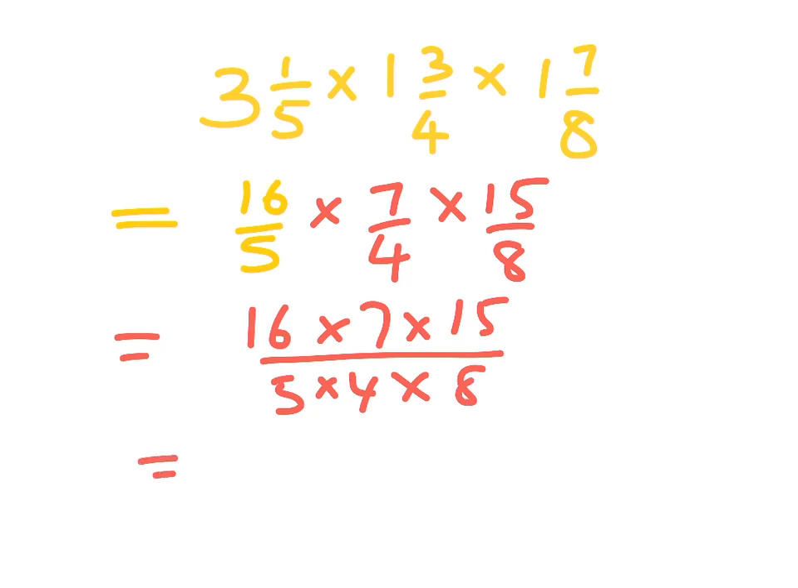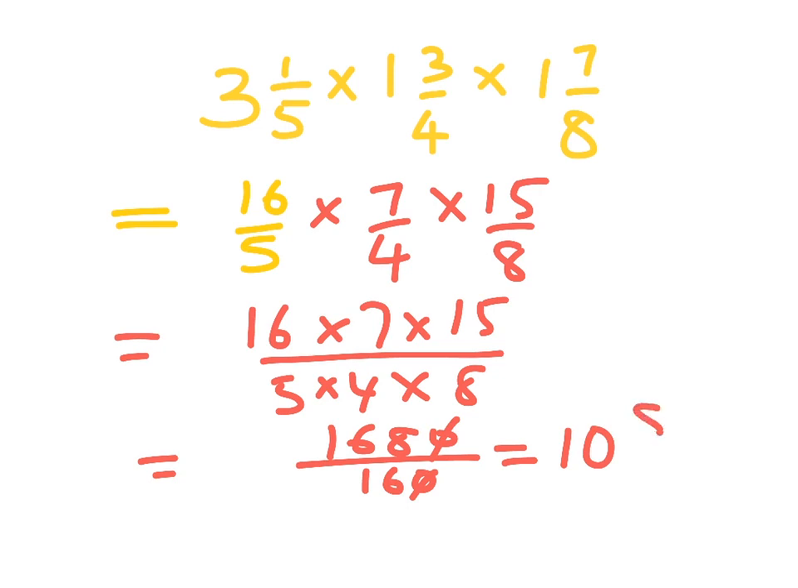So 16 times 7 is 112, and 112 times 15 will give us 1680, divided by 5 times 4 is 20, 20 times 8 is 160. Okay, so we can cancel out the zeros. So how many 16s do we have in 168? Well, that's 10. 10 times 16 is 160, and then we are left with 8. So 8 over 16. We can reduce 8 over 16 further. So 8 here 1, 8 there 2. So that gives us a final value of 10 and a half.